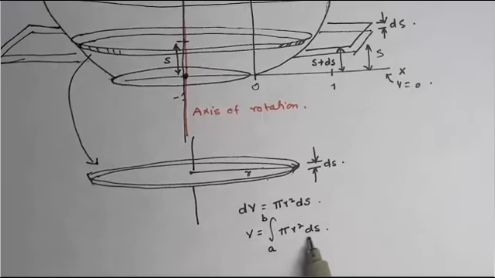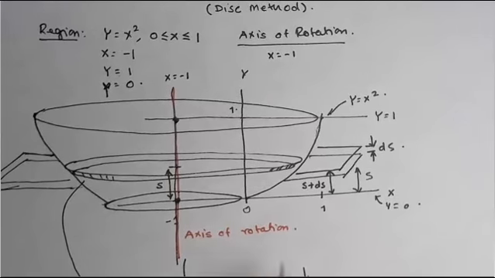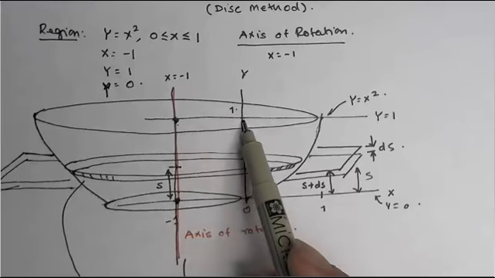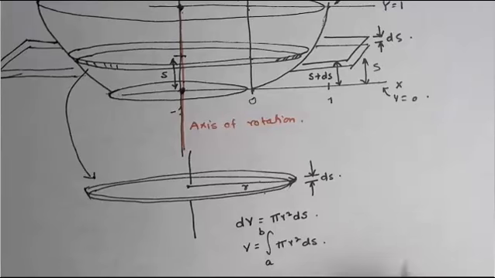Keep in mind your variable of integration is s. So these limits are the smallest and the largest value of s that define our figure. So if you go back to the original figure, the smallest value of s is the same as the smallest value of y that defines this figure, and that's 0. The largest value of s is the same as the largest value of y that defines this figure, which is 1. So for this particular example, a equals 0, b equals 1.